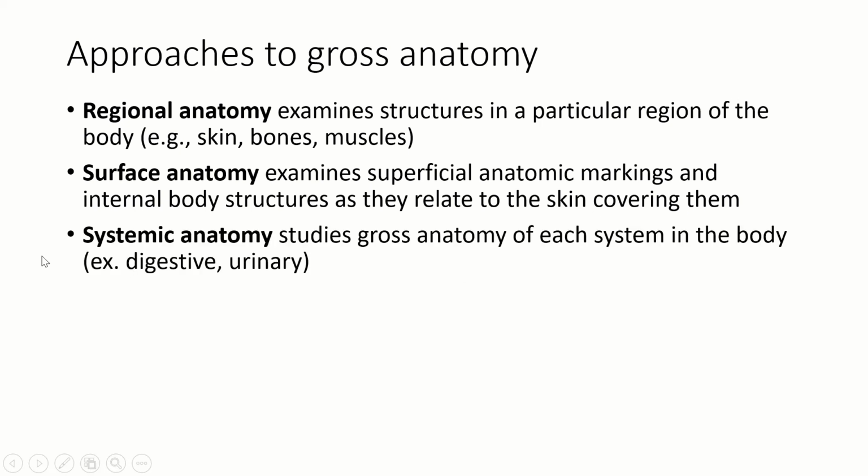We are going to organize this class by systemic anatomy. That is, we're going to study each system of the body separately. So we're going to talk about the digestive system and the urinary system. The first system we're going to talk about is actually the integumentary system, which is your skin. So that's our different approaches to anatomy. And then next up, we're going to start learning about the different terms that we need to talk about so that we can all make sure that we're talking about anatomy in the same way.